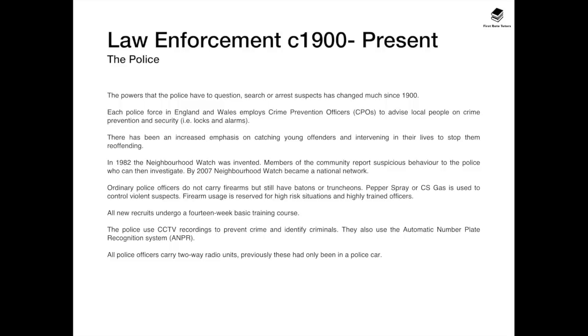The police use CCTV recordings to prevent crime and identify criminals. They also use the automatic number plate recognition system. All police officers carry two-way radio units. Previously, these had only been in a police car.